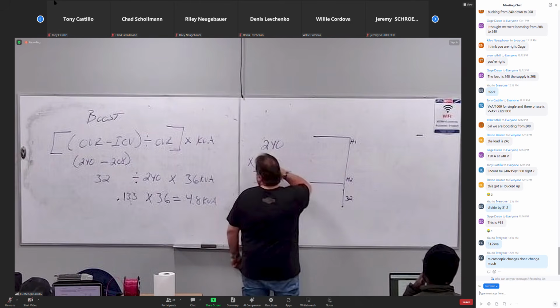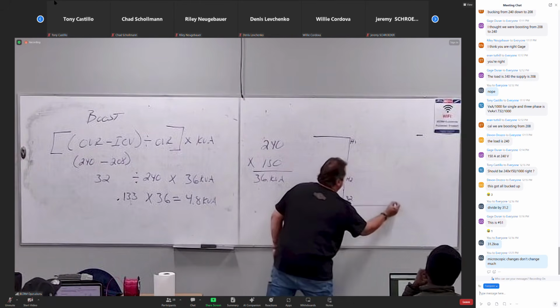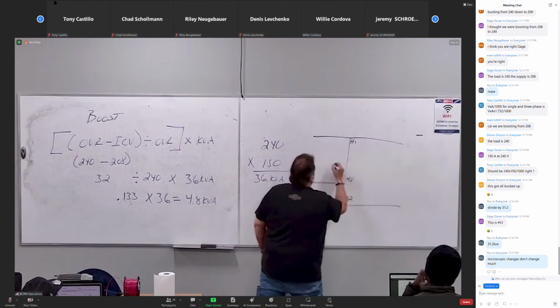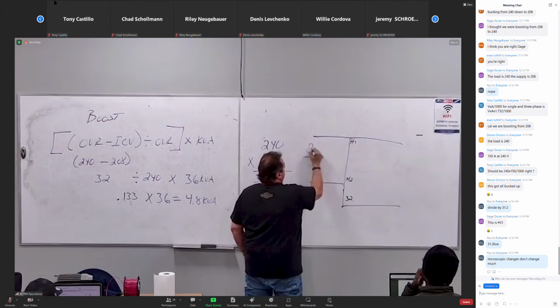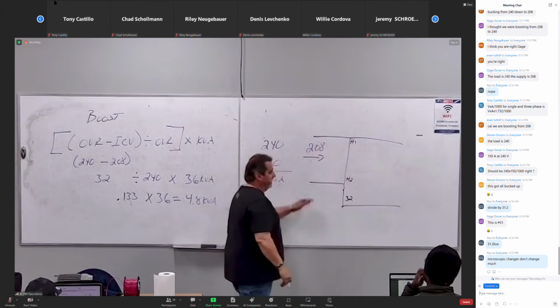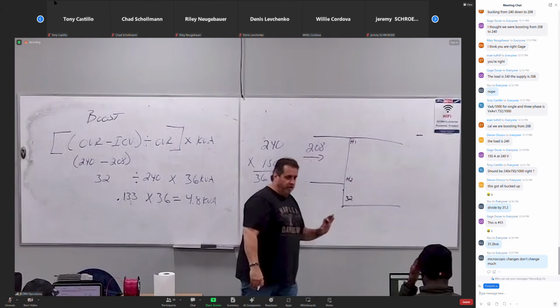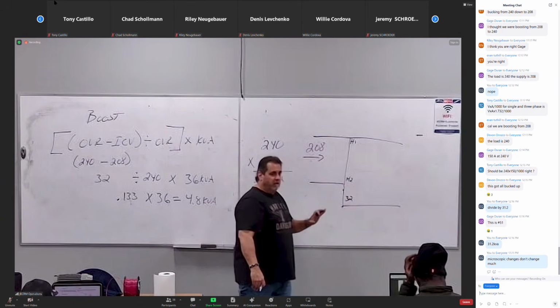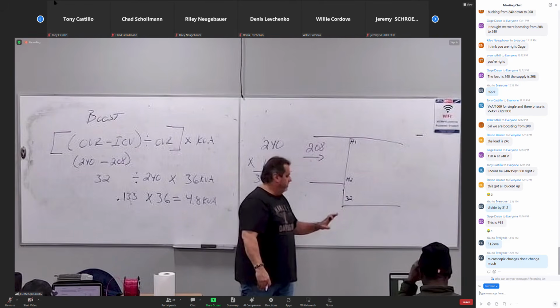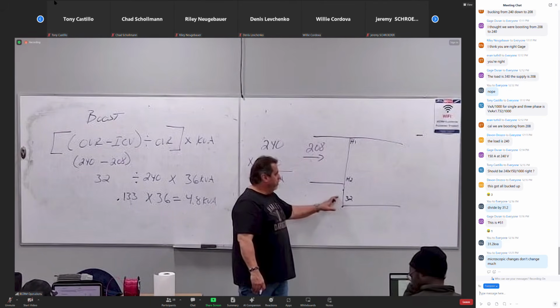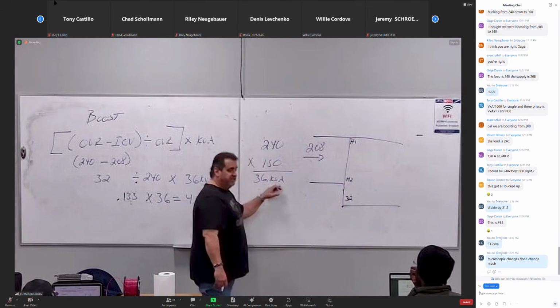When we're boosting, like in this example, this part already has 208 volts flowing through it. Remember, we're pushing current. We don't have enough force to get the job done, so we need to add a little bit more. The only part of a buck boost transformer doing the work is the boost, because that load is 36 kVA.